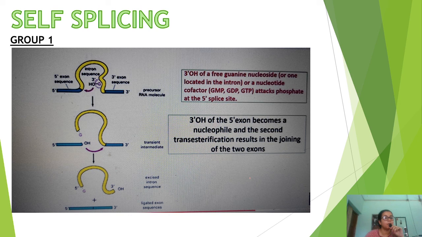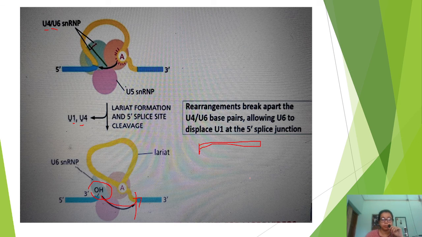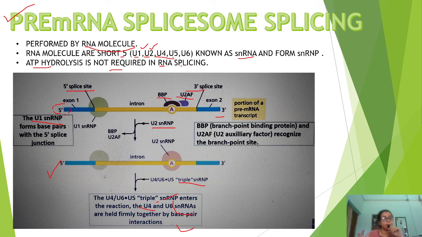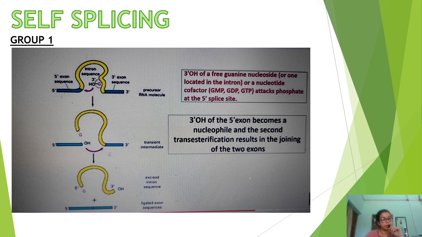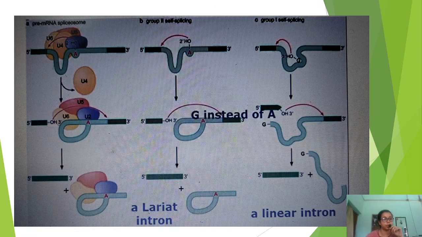Moving to the self splicing technique. By now you have seen that in this technique a special RNA is required for undergoing the splicing mechanism. But in self splicing, the intron itself is responsible, or a certain internal structure is responsible for the splicing process. There are two types of self splicing, that is group 1 and group 2. Before that, let me show you something.